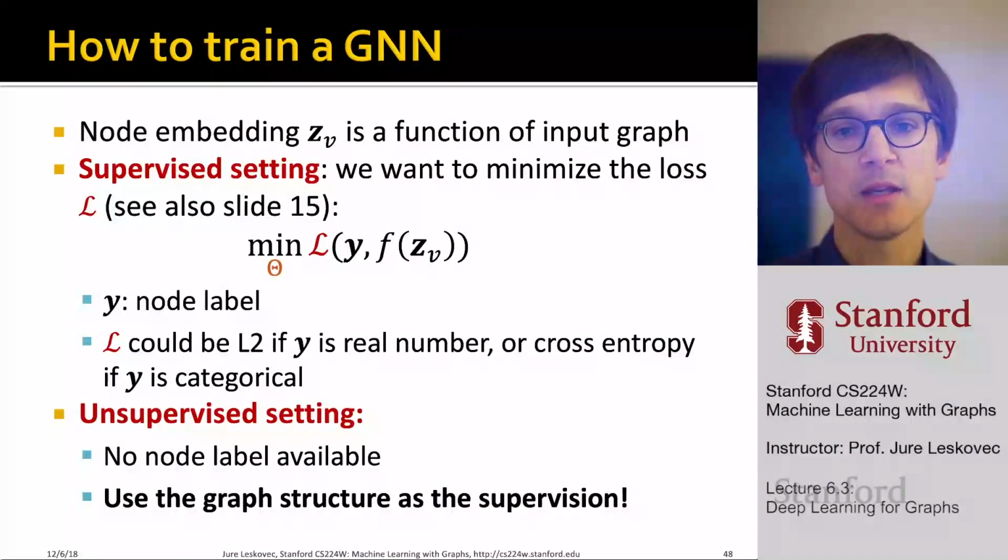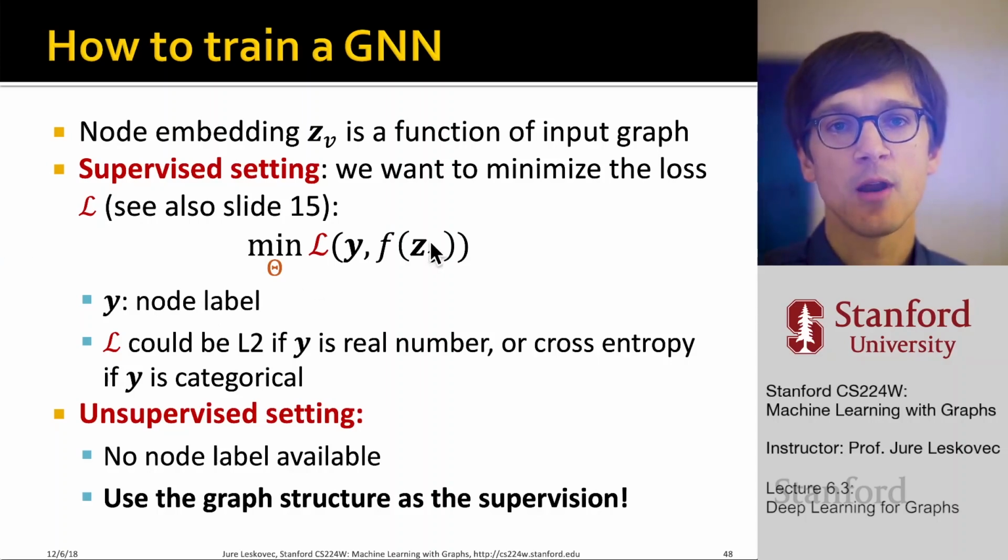Now, in the last few minutes, I want to talk about how to train this thing. So the node embeddings Z are a function of the input graph. And we can train this in a supervised setting, in the sense that we want to minimize the loss, the same way as we discussed so far. I want to make a prediction based on the embedding, and I want to minimize the discrepancy between the prediction and the truth, where Y could be, for example, a node label or a scalar value.